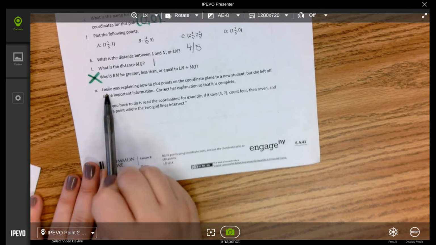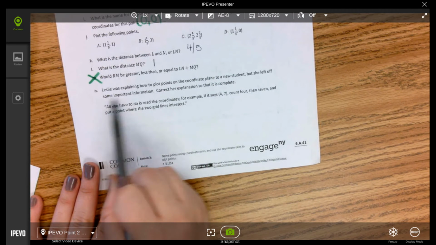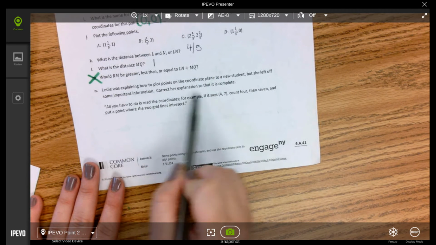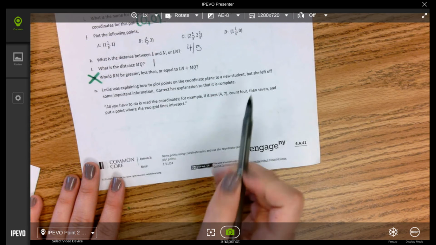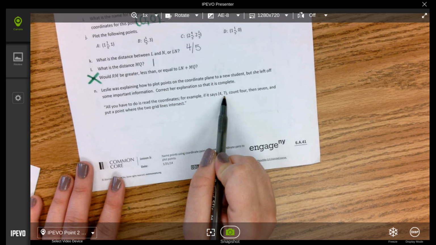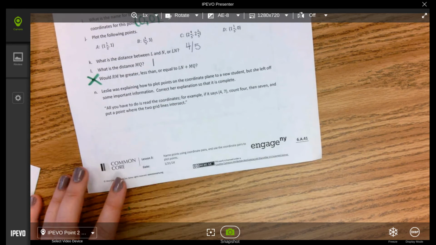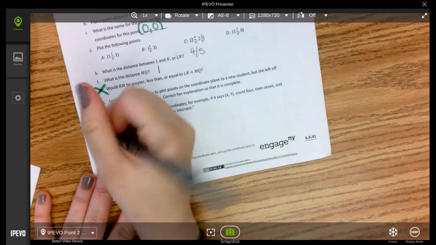Final question. Leslie was explaining how to plot points on the coordinate plane to a new student, but she left off some important information. Correct her explanation so that it is complete. All you have to do is read the coordinates. For example, if it says 4, 7, count 4, then count 7, and put a point where the two grid lines intersect. So she left off a couple things.